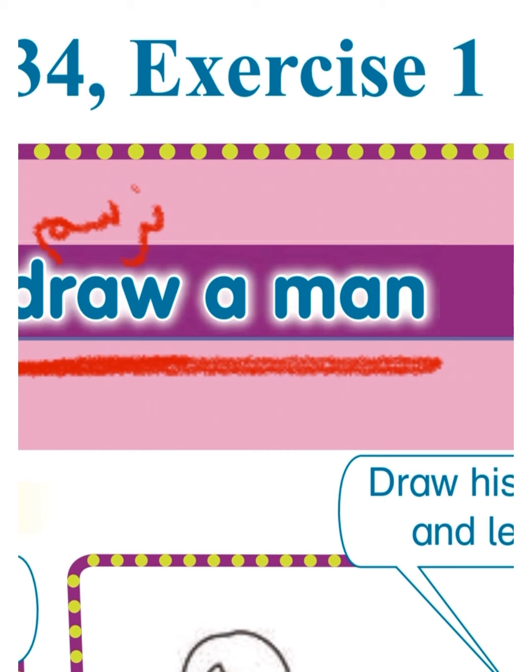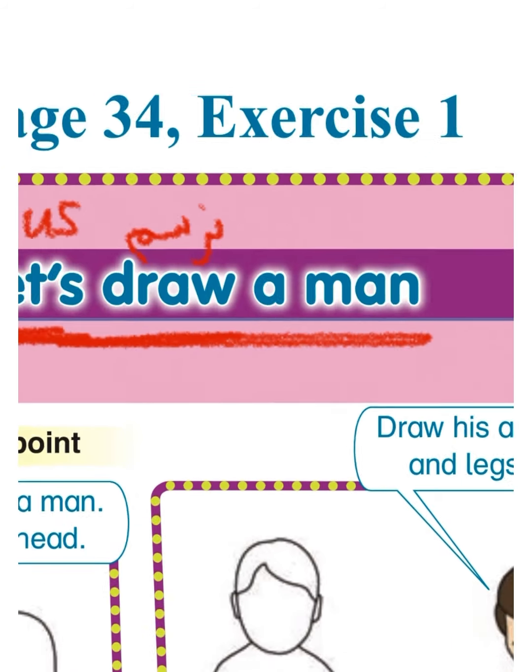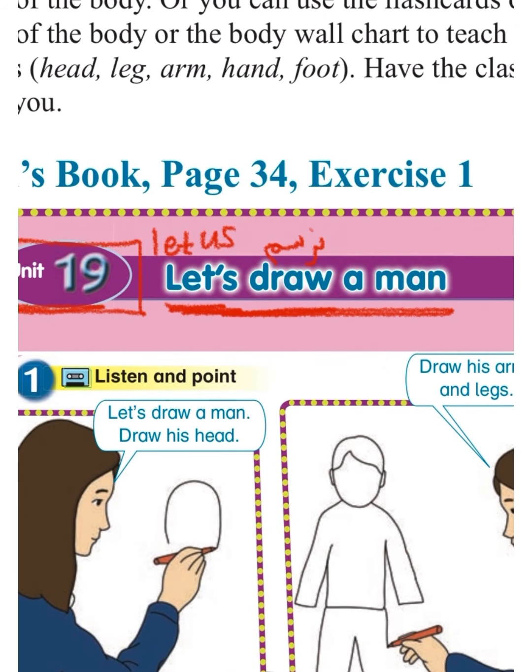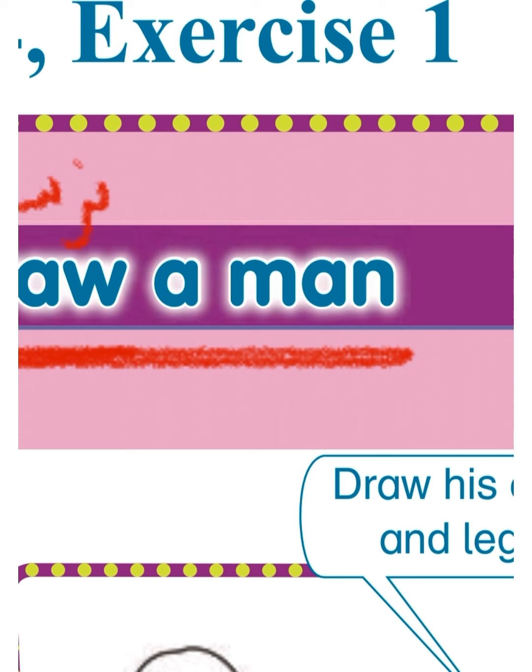Okay. Man, it has two meanings. هاي الكلمة man إلها معنيين. The first meaning is رجل. Man means رجل. The second meaning is إنسان. يعني we could say let's draw a man, يعني هيا نرسم رجل أو هيا نرسم إنسان عادي. Okay. Let's draw a man. خلينا هون نستخدم على إنها رجل.